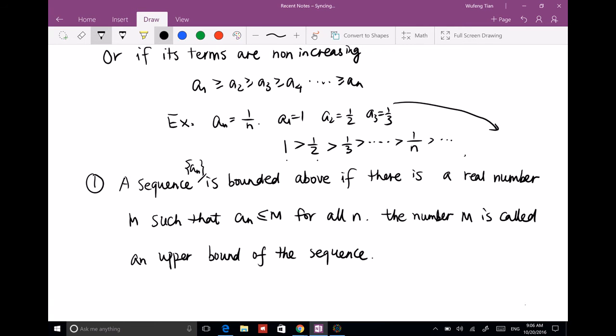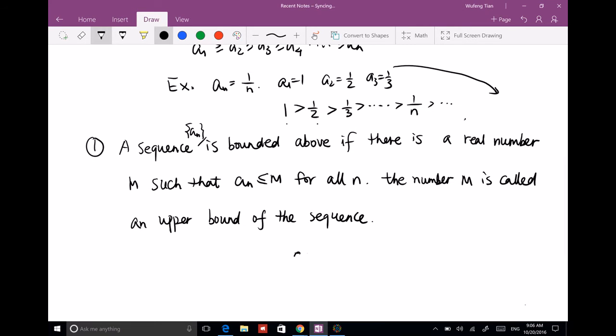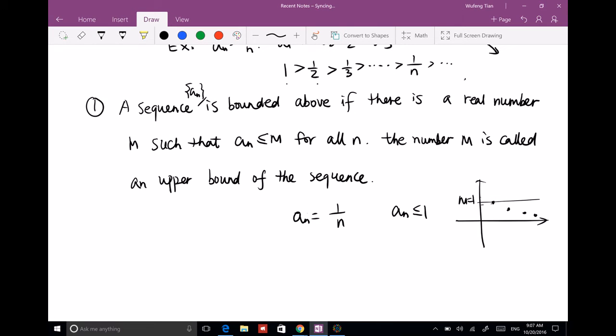For example, you can look at 1 over n. If you have AN equals 1 over n, you know that AN is always less than or equal to 1. You can say that this sequence is decreasing. Suppose n equals 1, so 1 is here. It's decreasing, then we do have an upper bound, M equals 1. You see that, right? So for all n, AN is less than or equal to M, so M is the upper bound.